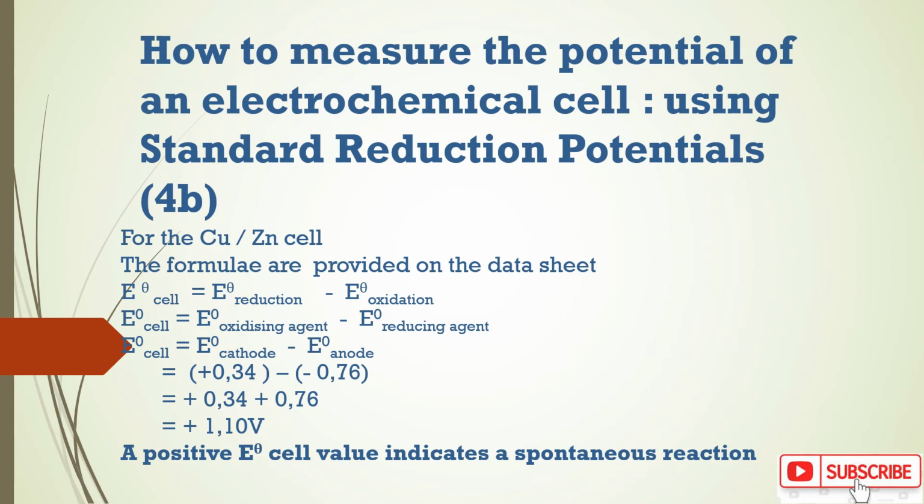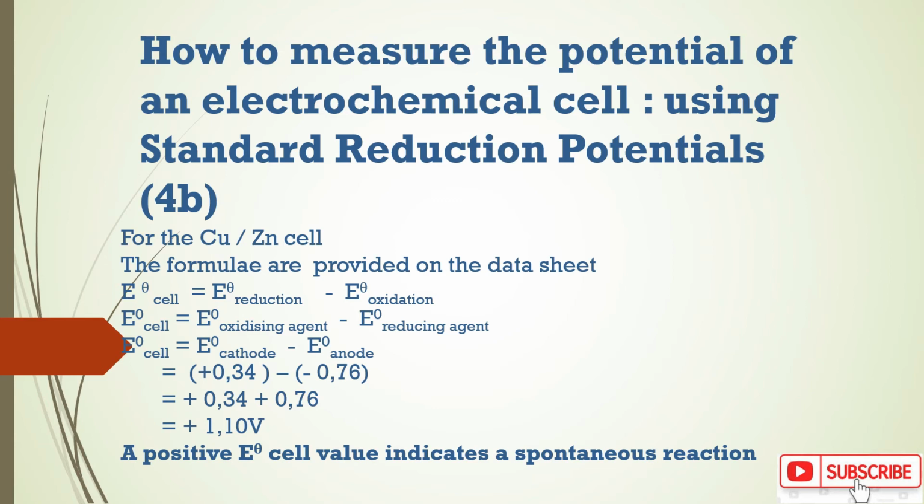For example, for the copper zinc cell, the formulas are provided on the data sheet. E standard cell is equal to E standard reduction minus E standard oxidation, or E standard cell is equal to E standard oxidizing agent minus E standard reducing agent, or E standard cell equal to E standard cathode minus E standard anode. So don't abbreviate these formulas, write them as they are from the data sheet.